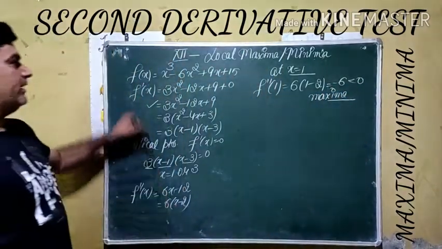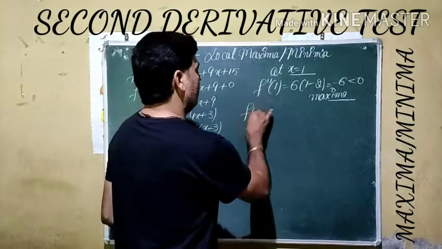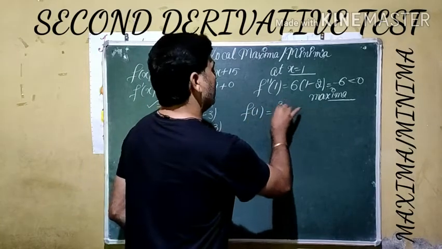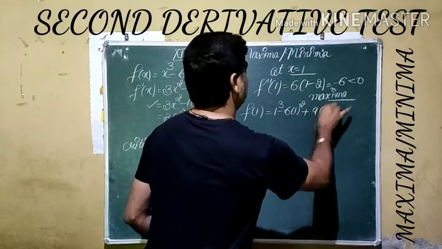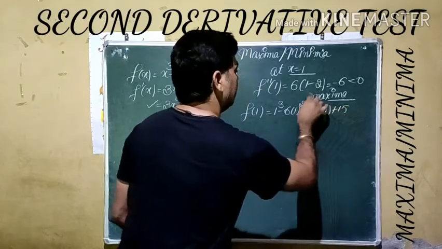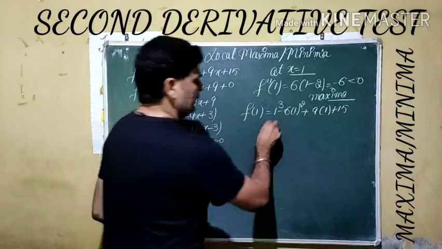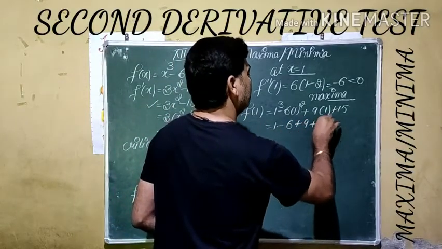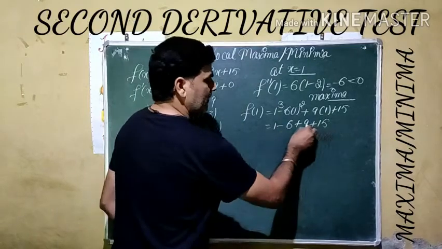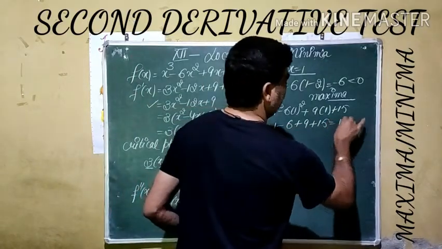The value is calculated by putting the point in the function. So the value is given by f of 1, which is cube of 1 minus 6 times square of 1 plus 9 times 1 plus 15. We are finding the maximum value by using the critical point in the given function. If we calculate, we get 1 minus 6 plus 9 plus 15. From here, 15 plus 9 is 24, 24 plus 1 is 25, minus 6. 19 is the maximum answer.